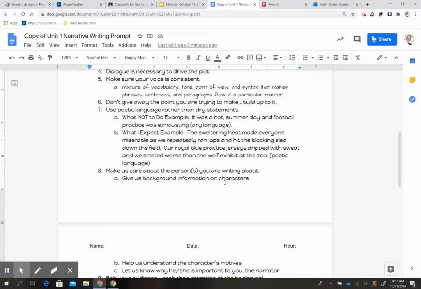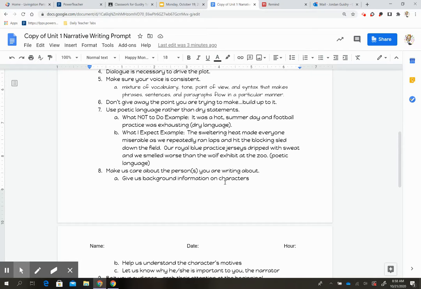The sweltering heat made everyone miserable as we repeatedly ran laps and hit the blocking sled down the field. Our royal blue practice jerseys dripped with sweat and smelled worse than the wolf exhibit at the zoo. Here we give a lot of detail. Sweltering means it's so hot you feel like you're melting. Everybody was miserable. If they're miserable, you can see just the anguish on their face, how they're not wanting to be there. They're repeatedly running laps, so people going round and round the field and hitting the blocking sled, so hitting over and over and over.